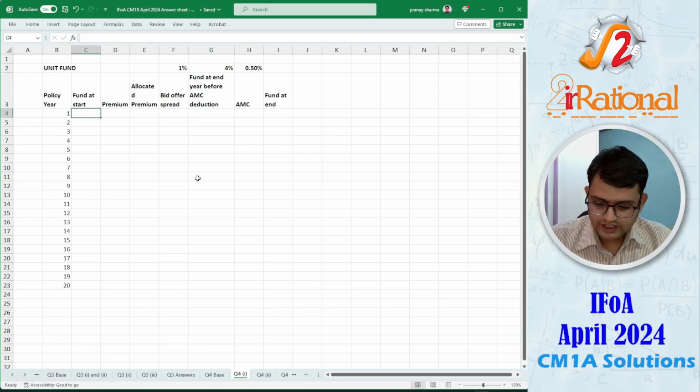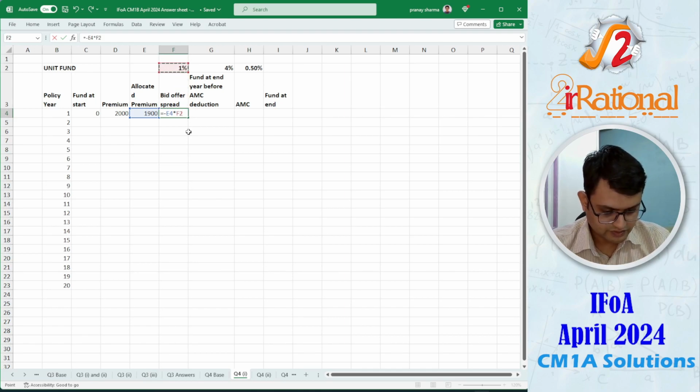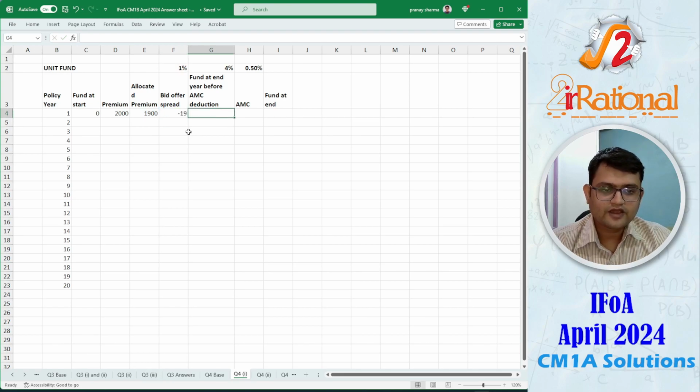So fund at the start would be 0, premium is 2000, allocation is 95%, bid offer spread is negative, allocated premium into the rate, that is 1%, fix it. I have taken the bid offer spread and AMC. I am going to take it as negative cash flows. You can write it as positive cash flows as well.